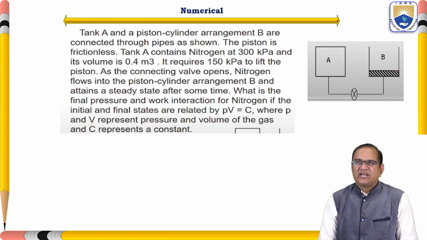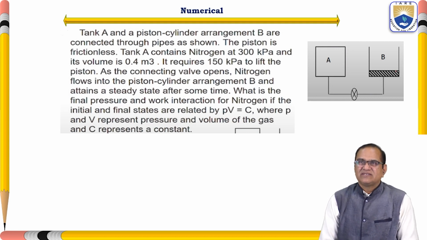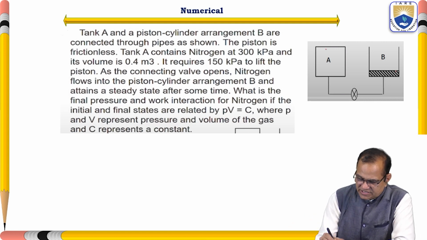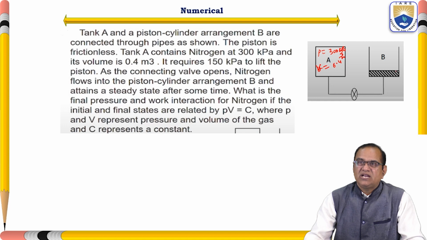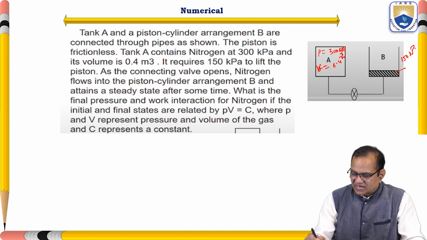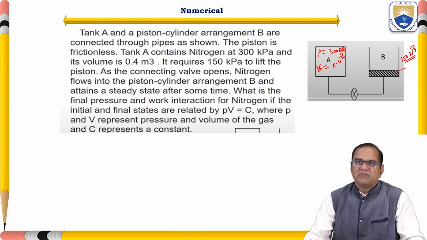Tank A contains nitrogen at 300 kilopascal and its volume is 0.3 meter cube. So this is the pressure, here is 300 kPa and the volume, capital V, is equal to 0.4 meter cube. This is given. It requires 150 kilopascal to lift the piston. So here to lift this piston we need 150 kilopascal.